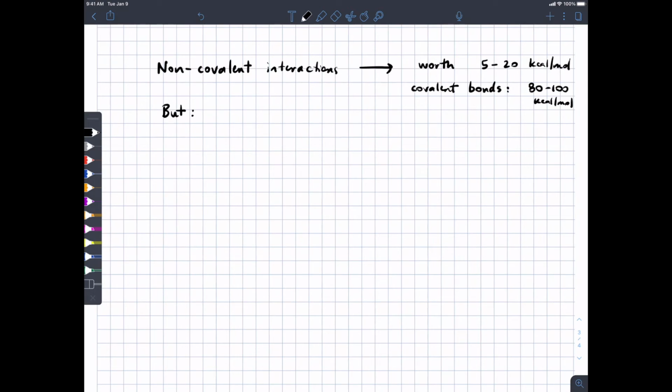Remember that the definition of worth, and when I say worth, I mean in terms of delta G for having the interaction versus not. These would be negative numbers, but anyway. Remember what we've said before in general chemistry, delta G equals minus RT ln K. Or alternatively, K equals e to the minus delta G over RT.